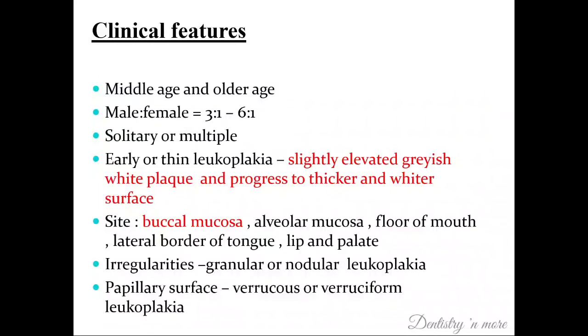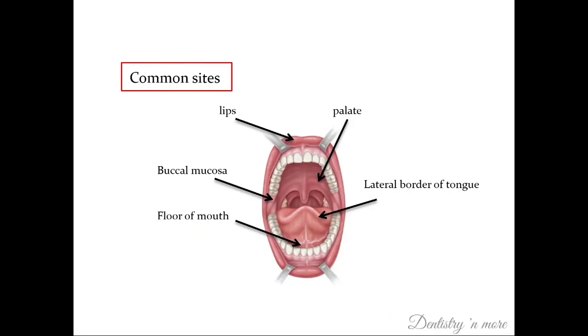Clinical features I have already mentioned in the previous slides itself. Most commonly it is a white plaque kind of a lesion, and it's a non-scrapable lesion, and you can say that there is a cracked mud appearance that is seen especially around the buccal mucosa, then the alveolar mucosa, floor of the mouth, lateral borders of the tongue, lip, and the palate region. And there are also subtypes for the leukoplakia, that is a homogeneous and the non-homogeneous leukoplakia. These are the common sites that have been cited for leukoplakia.